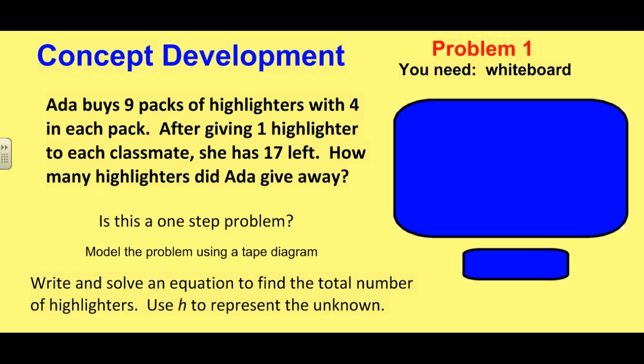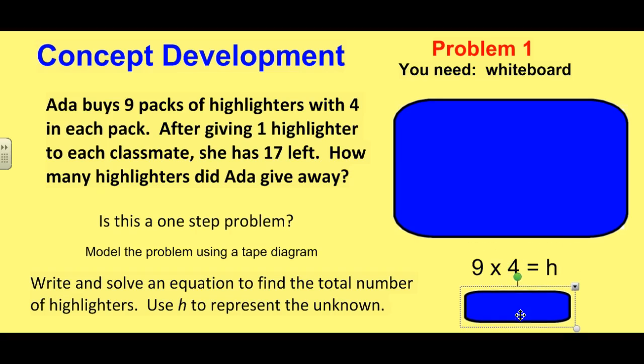So looking back at the problem, what equation can we use to represent how many highlighters we have in all? Are we going to be multiplying, dividing? What are we going to be doing? And I want you to use H for what the unknown is in your equation. So on your board, write an equation that tells us how many highlighters we're going to have. Don't write how many we're going to have total, because that's what the H stands for. So push pause to write your equation.